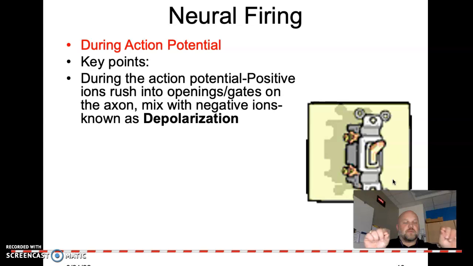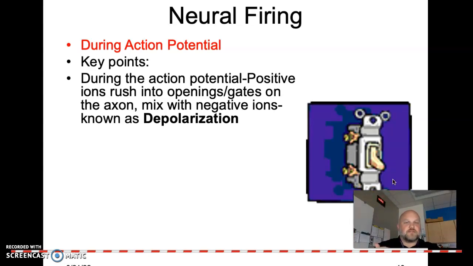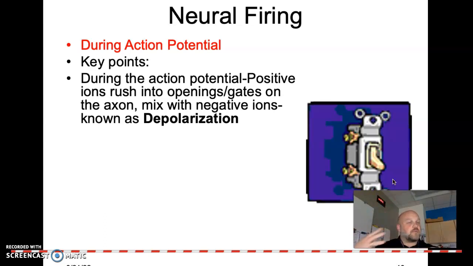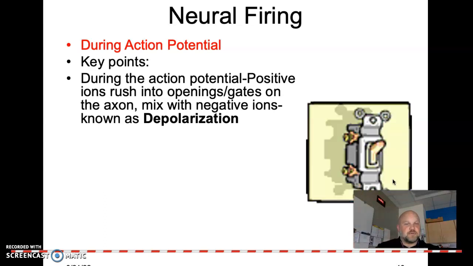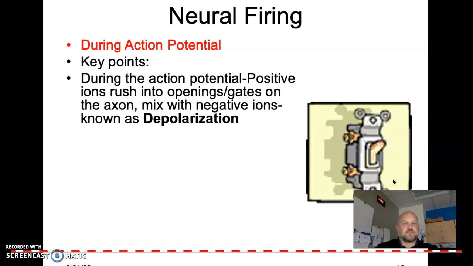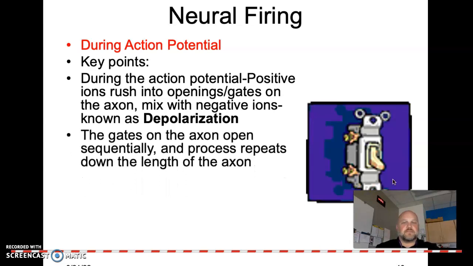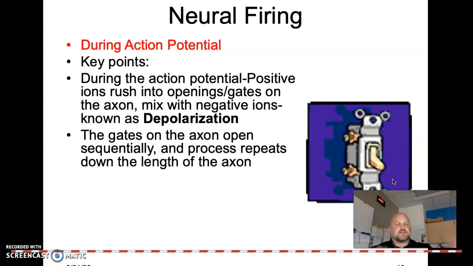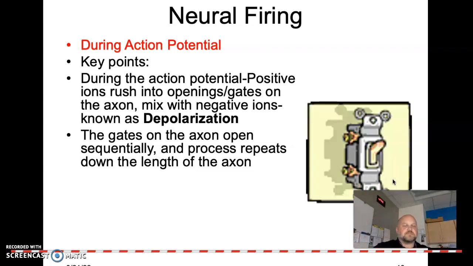These little gates open up on the axon, and the positive particles flush in, and they mix together with the negative ones. And when they're not separated anymore, they're not polarized from one another, they call that depolarization. So the positive rush in and they mix together with the negative, and it creates a spark when they come together. And so what happens is, think of it like a series of gates opening up sequentially down the length of the axon. So the first one falls, then the next one, the next one, the next one, kind of like a set of dominoes.